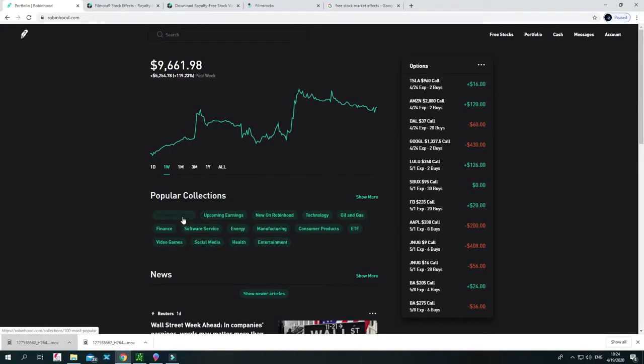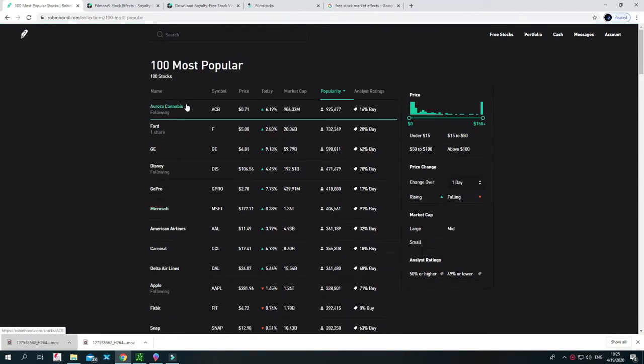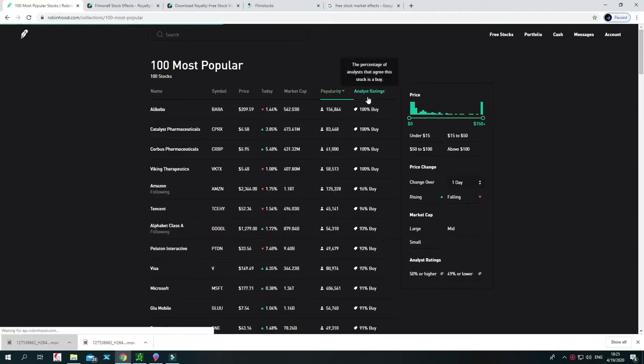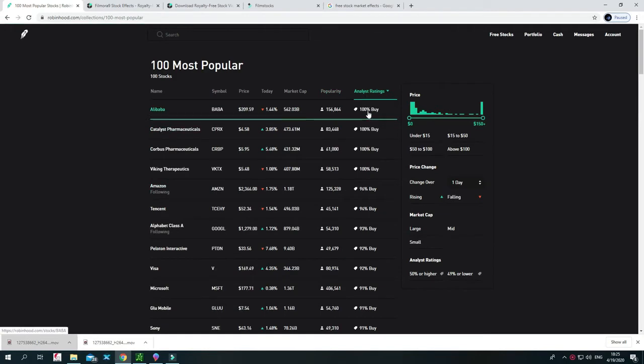So we're going to click on that. With any of these, you can click on 100 most popular. It will show the company's name here on the left, the symbol they go by, the price they're trading at, if they're up or down during that day, the market cap, popularity, analyst ratings. You can click these settings and look at why it's 100% buy. Why does the analyst say that?